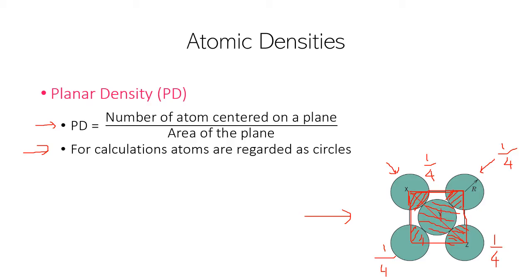So to calculate the number of items centered on this plane, we have to find out the total of this. So 1/4 of each corner item, and there are four corner items, plus one face centered item completely inside the square. So this gives us 2. So for this particular plane, there are two items centered on it, and area of the plane is side squared. Okay. So let us calculate planar density for planes in FCC crystal structure.